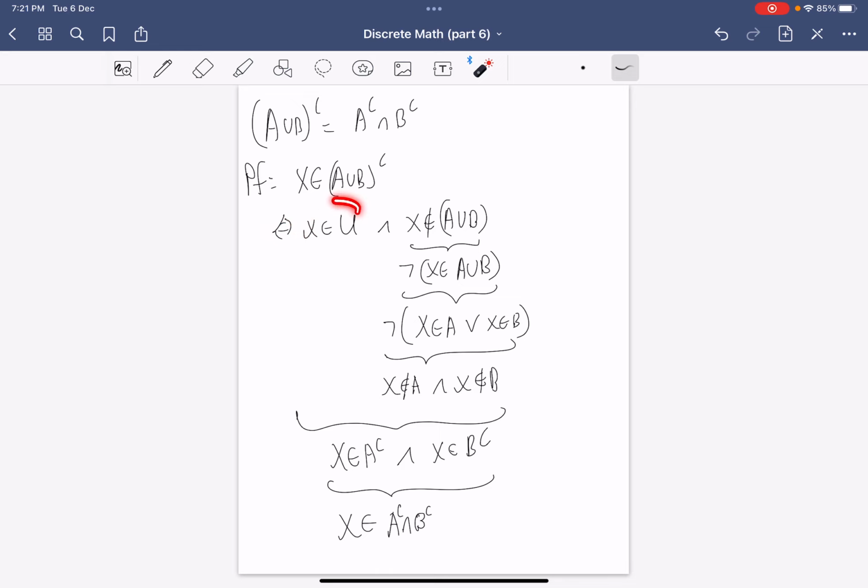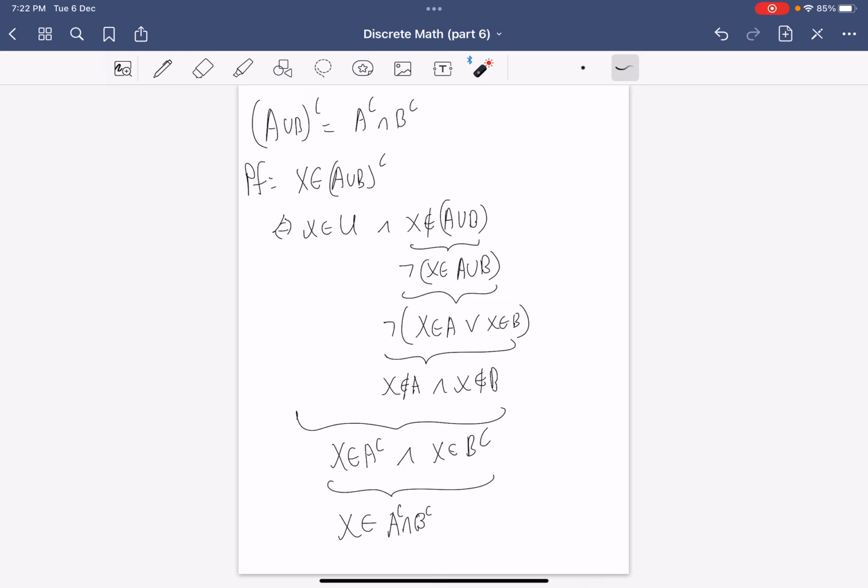So if and only if x is an element of the bigger set, the universal set, and x is not an element of A union B. What does it mean to be not an element of A union B? It is if and only if the negation of x is an element of A union B. You can see this in the next line. And so when you negate this, you negate the first part, you change this to an and, and this becomes x not an element of B.